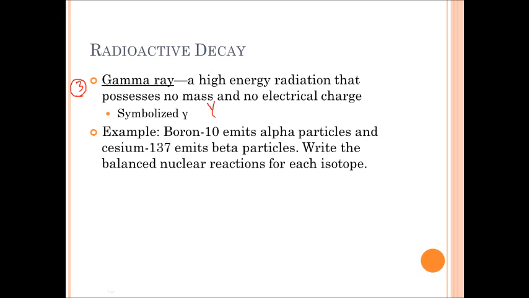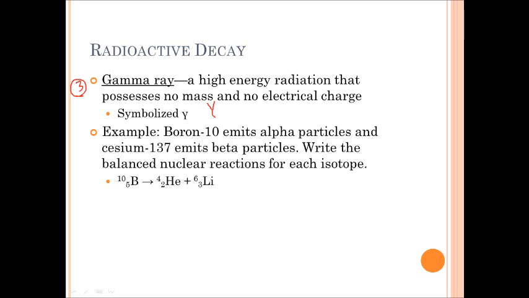So we can actually take these and write balanced nuclear equations to show what the nuclei that undergo this type of decay will actually create. So in the example, we have boron-10 emits alpha particles, and cesium-137 emits beta particles, and they want us to write the balanced nuclear equation for both. Alright, so first you've got to write each element in its atomic notation. So we have a mass number of 10 for boron. If you look up the atomic number, it's 5.